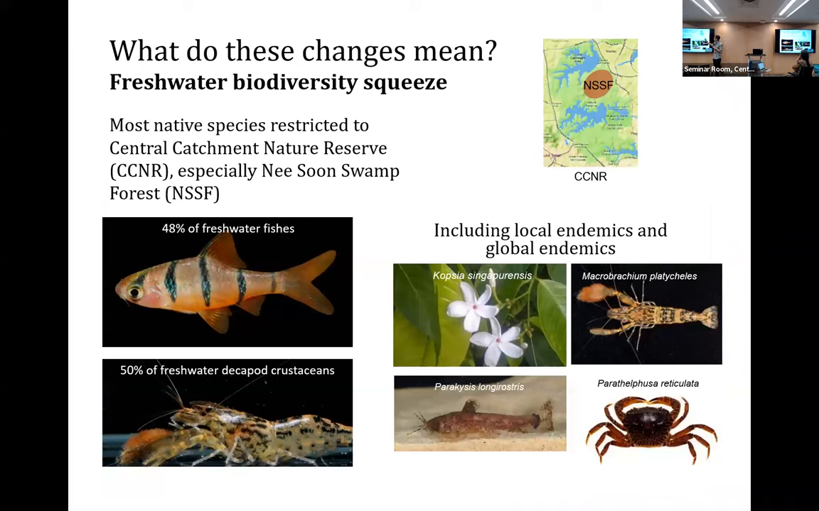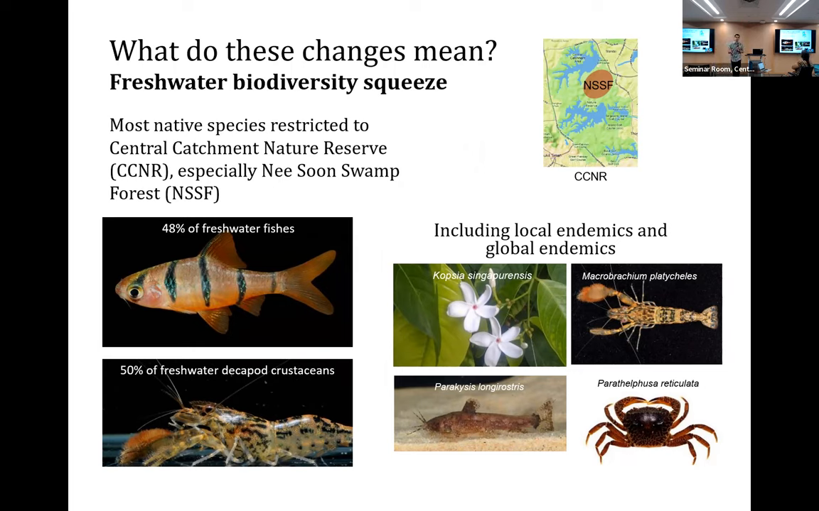Most of our native species are restricted, as I said, here and then particularly to here. That freshwater swamp forest contains almost 50% of our freshwater fishes and 50% of our decapod crustaceans. I focus on these two partly because that's the data we have, partly because I'm biased, because I work on crustaceans. And this also includes local endemics, things that are only found in Central Catchment, only found in Nee Soon, nowhere else. Plus a few global endemics found in Singapore and nowhere else.